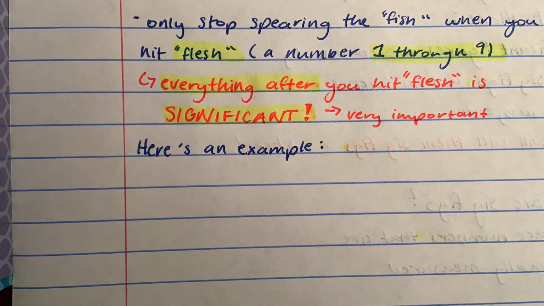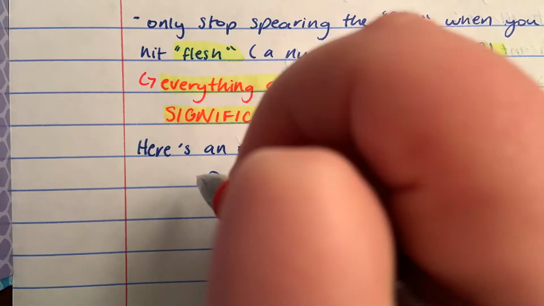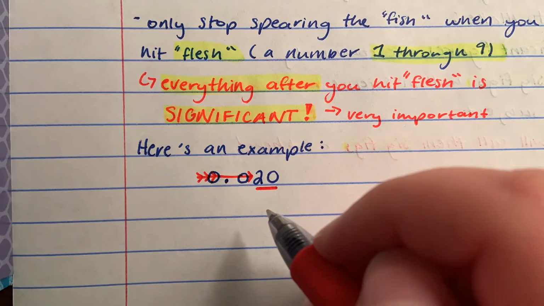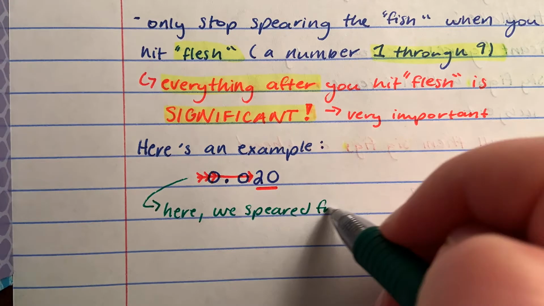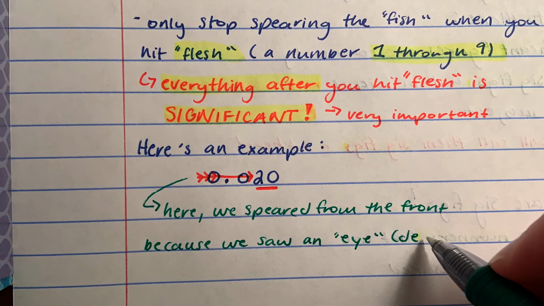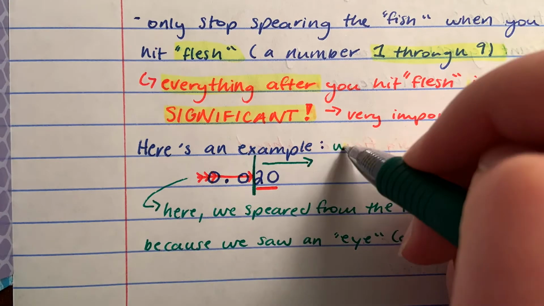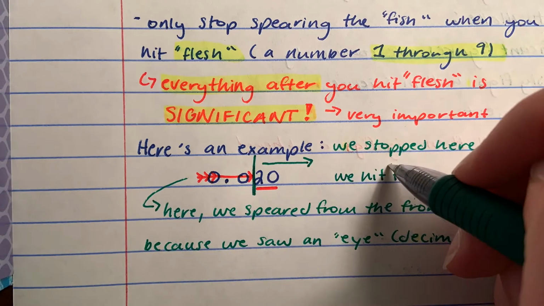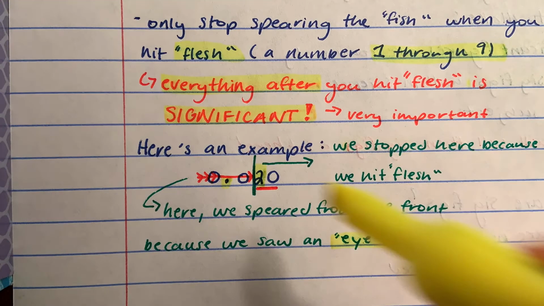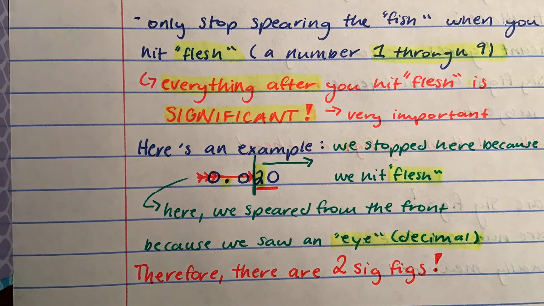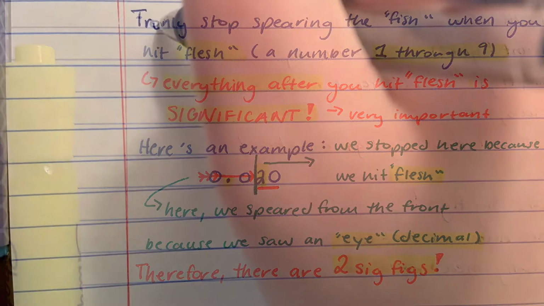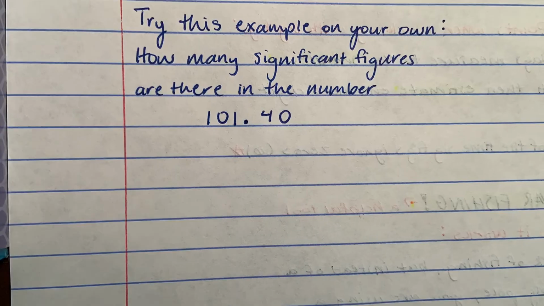So, quick example, we have this number right here. We're going to go ahead and spear from the front. And we did that because we saw an I, or a decimal, and we're going to stop at the 2 because we essentially hit the flesh, or a number 1 through 9. Therefore, there are two significant figures, that 2 and that 0 at the end there, that you can see are underlined. So try this example on your own, pause the video, make sure you can work it out on your own, and then we'll go over it.